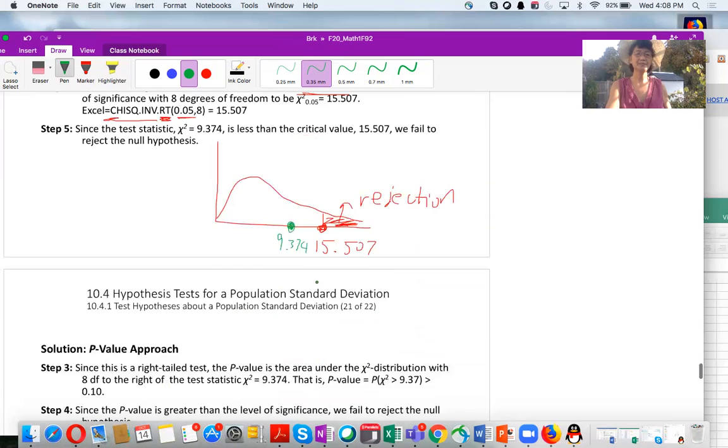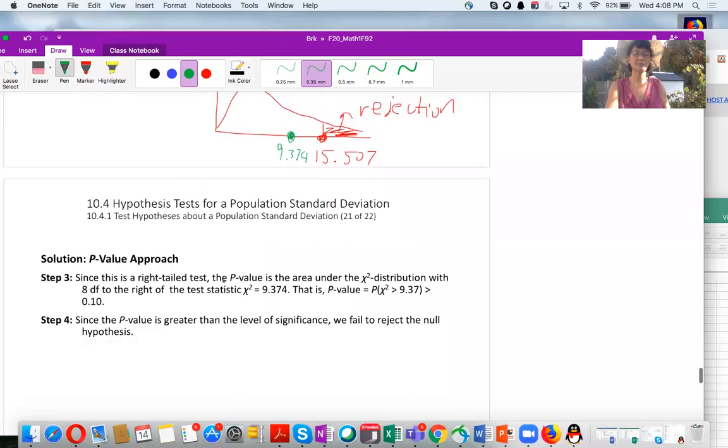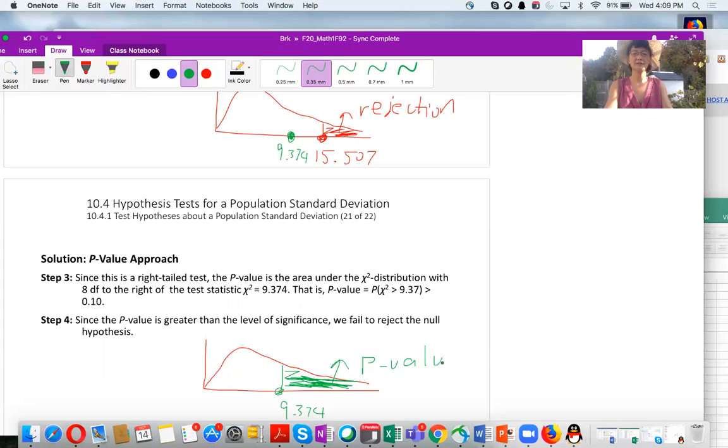So this is the classical approach. Compare the critical value with the test statistic. Now let's do the p-value approach. For the p-value approach, we need to find the p-value. Remember, the p-value is the area corresponding to the test statistic, which is 9.374. So the p-value is the area to the right of the test statistic. This area is the p-value. And then how do I find this area?